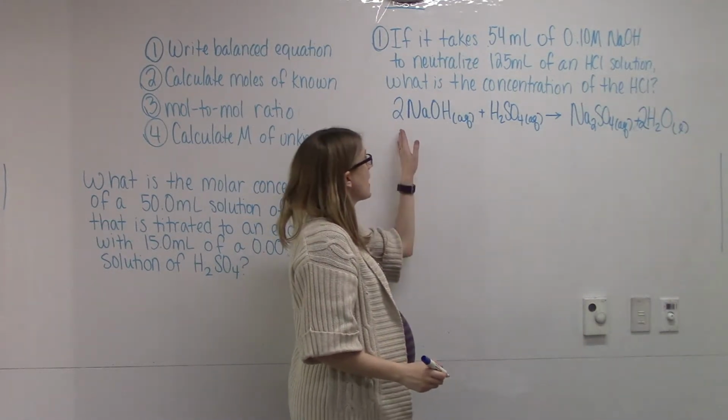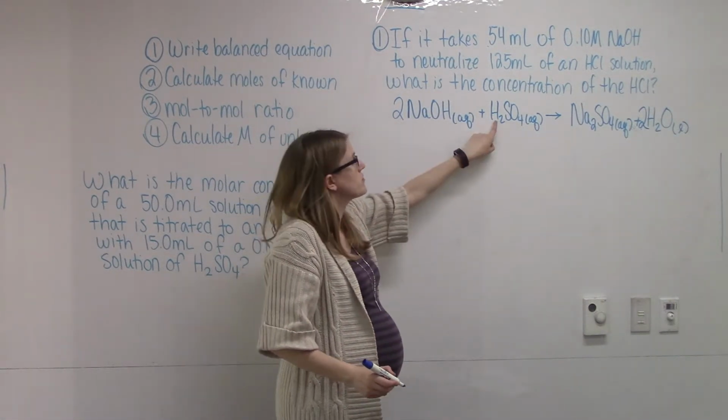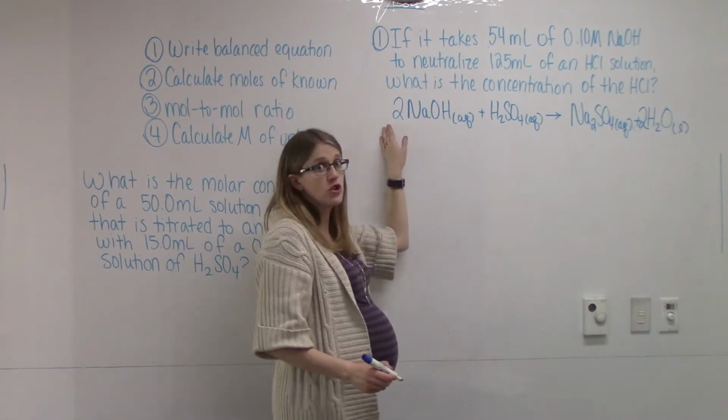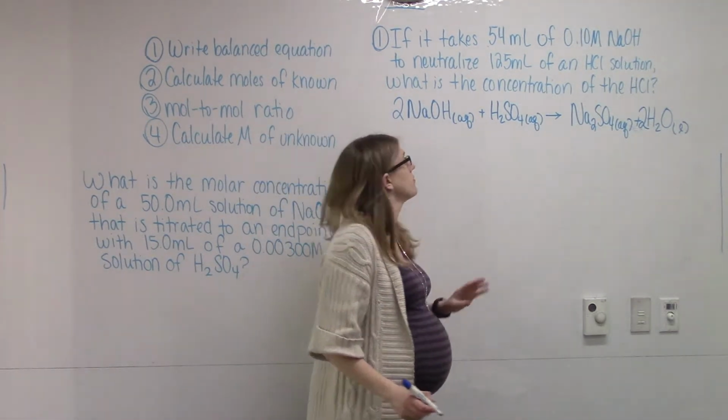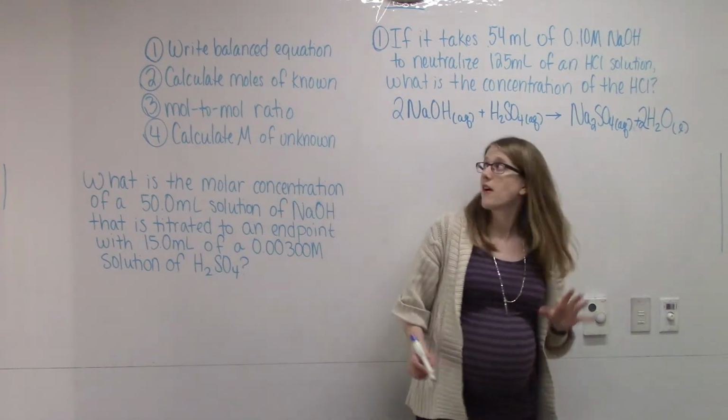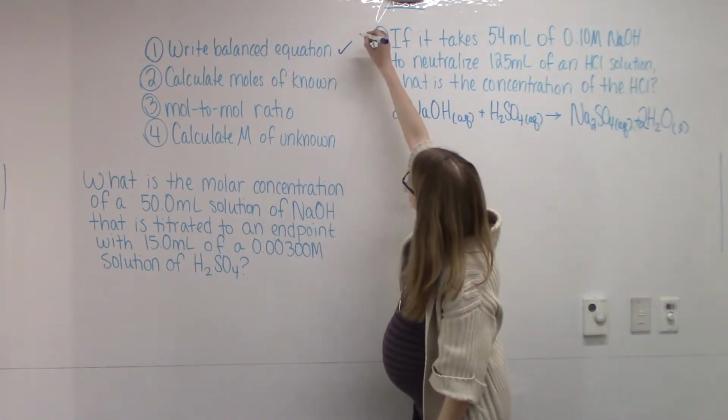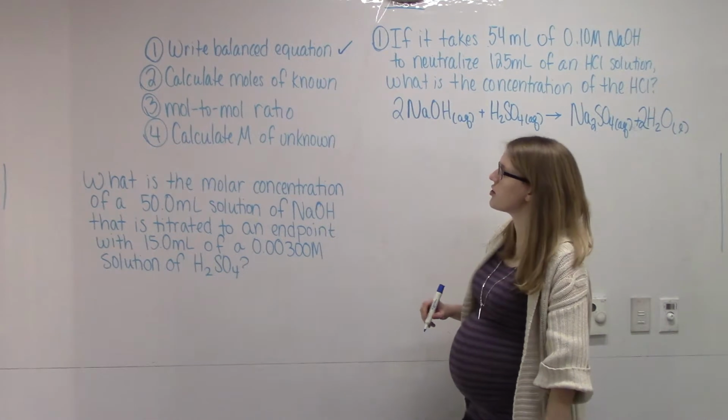So can you already see how this problem's different? We have 1 of these for every 2 of these. So that's going to affect our mole-to-mole ratio step. Cool. Okay, let's do our right balanced equation. Check. Let's calculate the moles of the known.